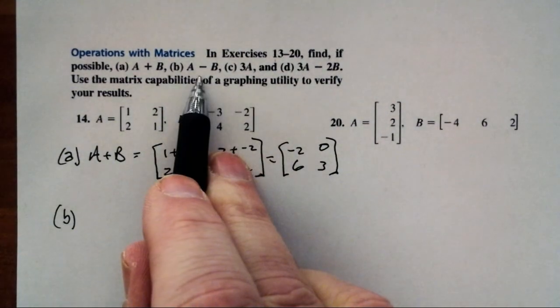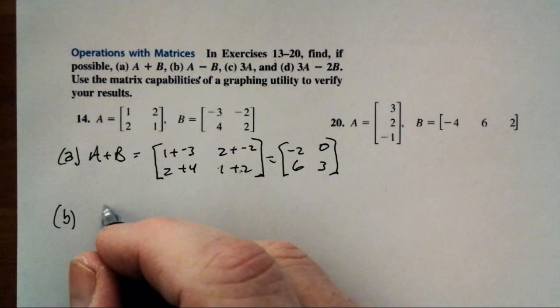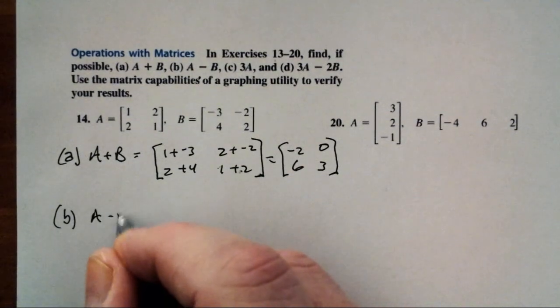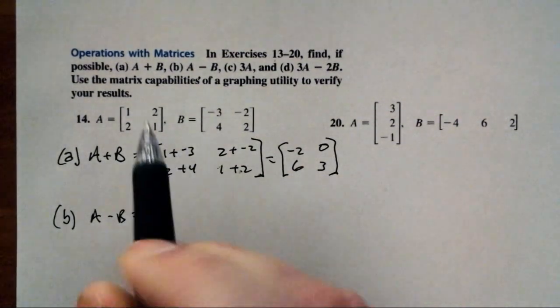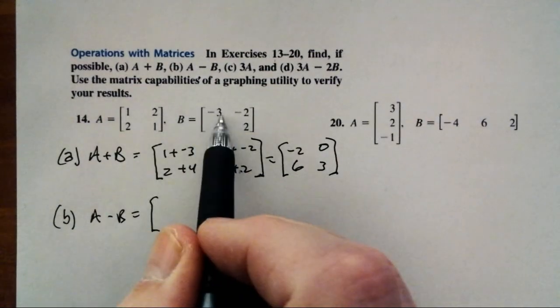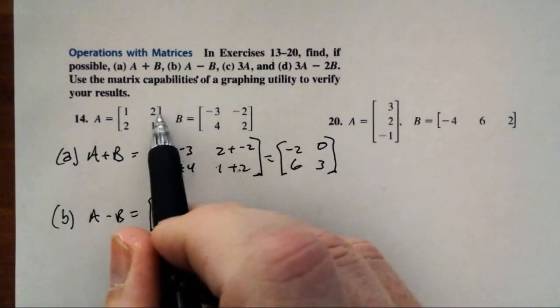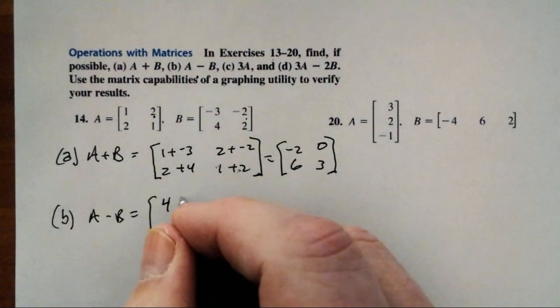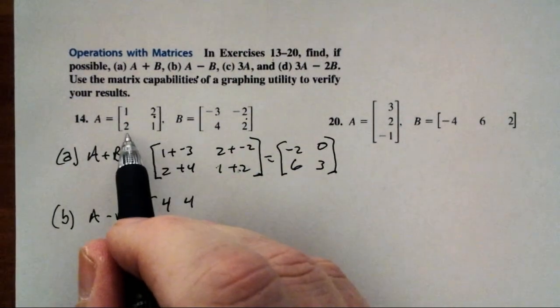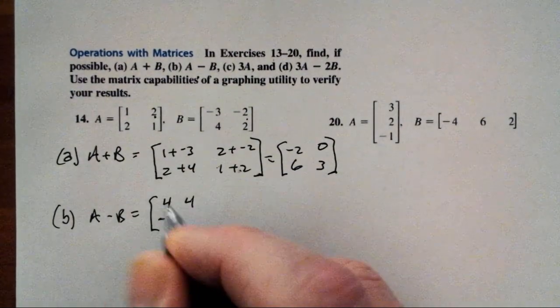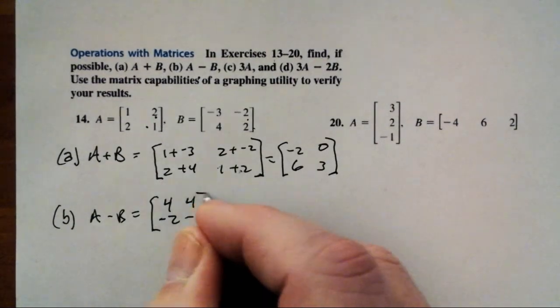Now we're to subtract the matrices, and we subtract those in the same manner. A minus B is, and I'm not going to write this one out, it's so simple. 1 minus negative 3, 4. 2 minus negative 2, 4. 2 minus 4, negative 2, and 1 minus 2, negative 1.